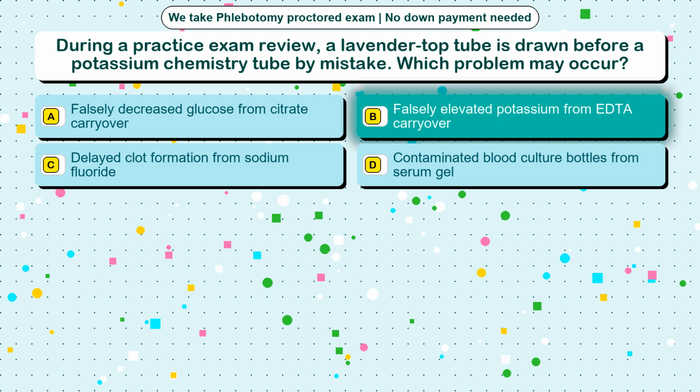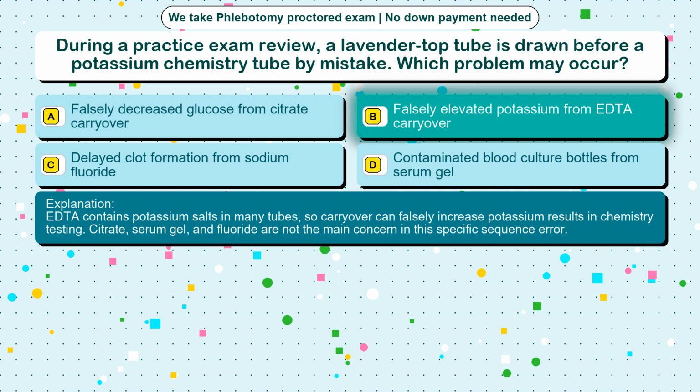The correct answer is option B. Falsely elevated potassium from EDTA carryover. EDTA contains potassium salts in many tubes, so carryover can falsely increase potassium results in chemistry testing. Citrate, serum gel, and fluoride are not the main concern in this specific sequence error.